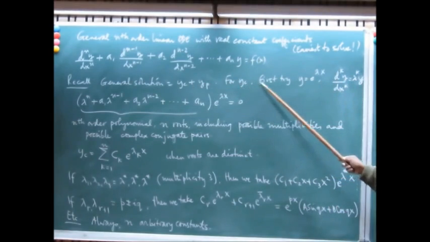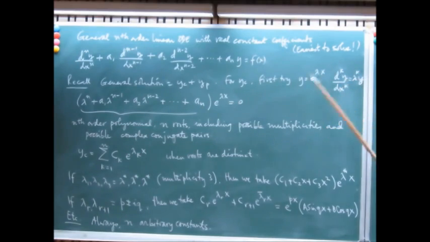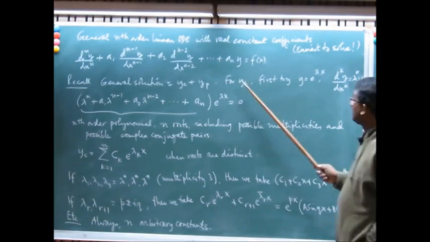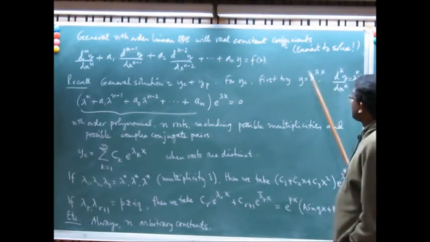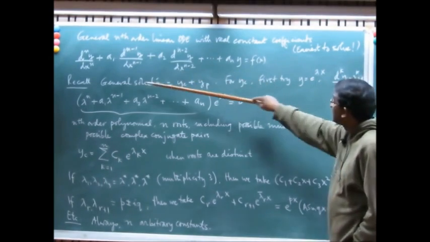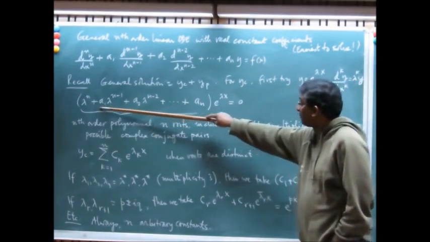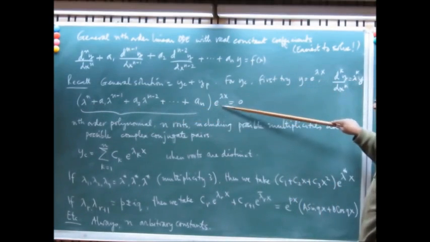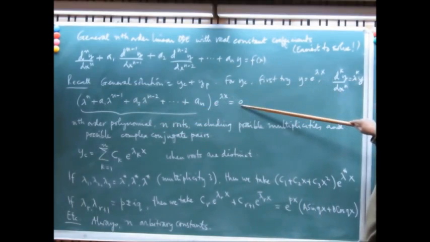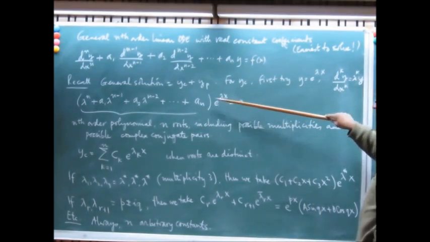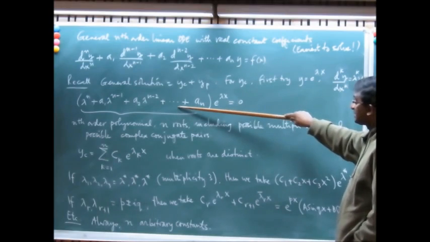For the complementary solution, we can try y equals e to the power lambda x, which means the kth derivative of y is lambda to the power k times y. Once we notice this, we substitute this expression into the homogeneous equation, that means by putting f of x equals 0, and this is what we get. We get this polynomial in lambda multiplying e to the power lambda x equals 0. Since this exponential is not 0, this thing inside brackets must be 0.